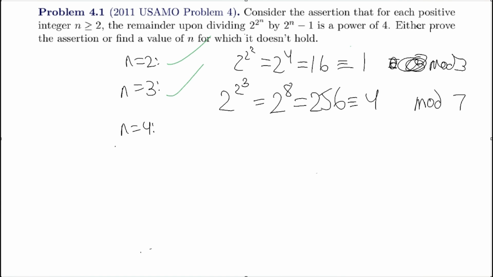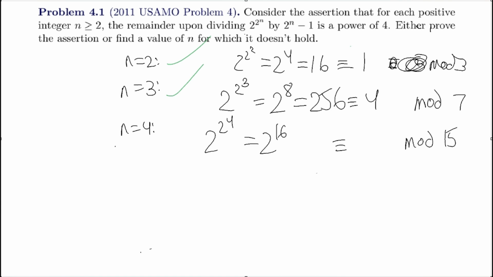Then we have 2 to the 2 to the 4, which is 2 to the 16. And 2 to the 16 is way too large for us to evaluate right now. You could try to evaluate it if you wanted to, but let's try finding a simpler approach other than multiplying out all of these numbers. We want to find the remainder when it is divided by 2 to the 4th minus 1, which is 15. So we want to take it mod 15.